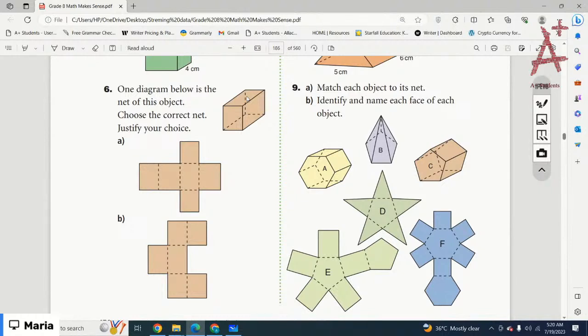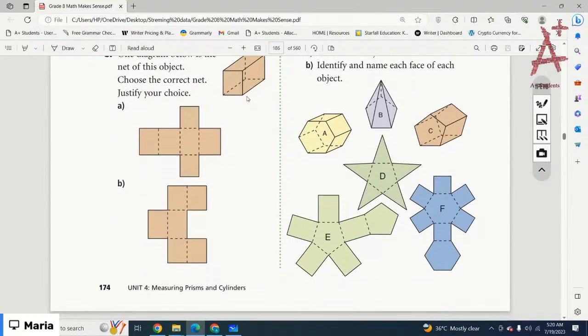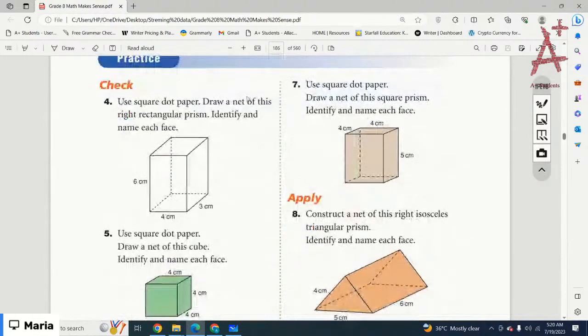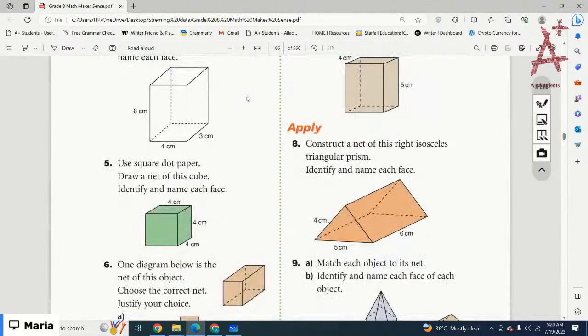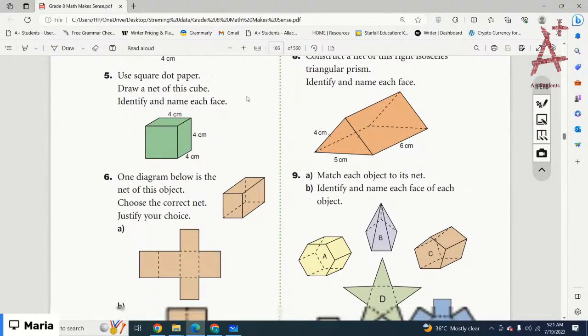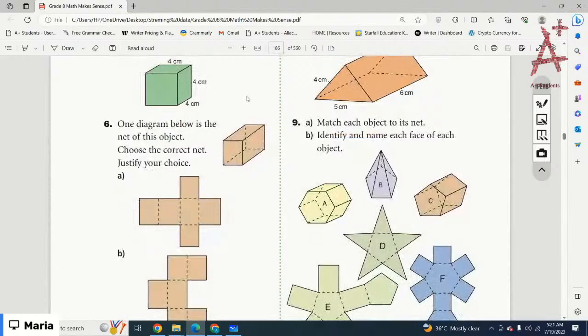Okay. Let's just use square dot paper. Okay, you can do question number 7 on your own. Okay, question number 8. Construct a net of the right isosceles triangular prism. Identify and name each face. Okay, question number 9 is match each object to its net. Identify the name of each face of each object.